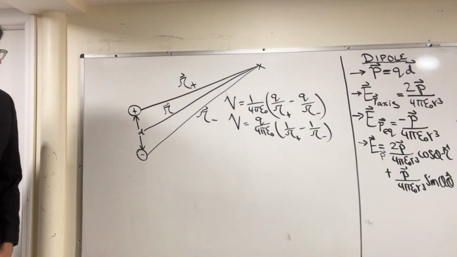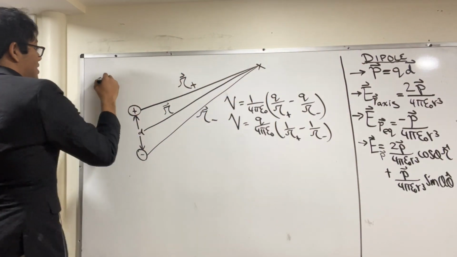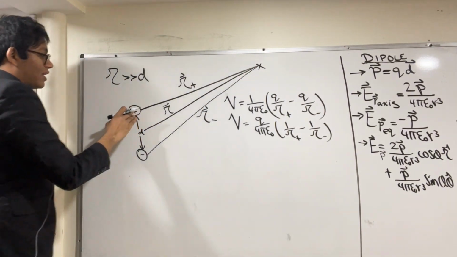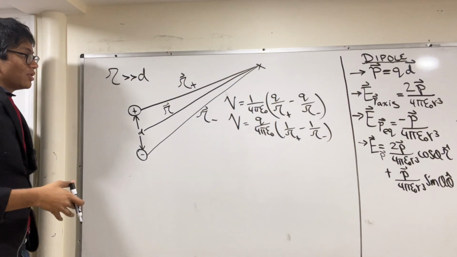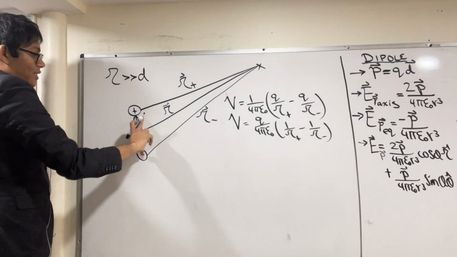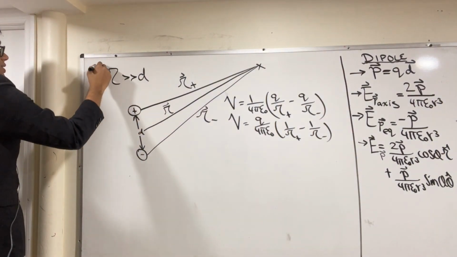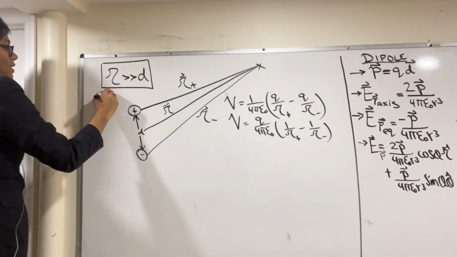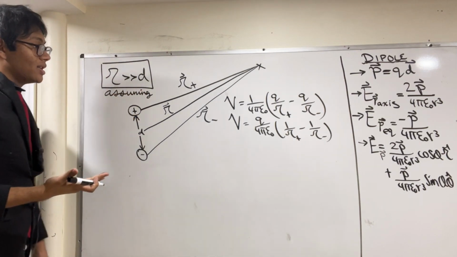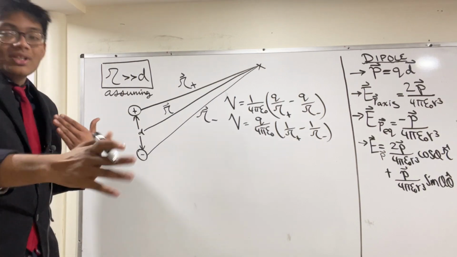Now, remember that we're really far away from the electric dipole. In other words, the distance from wherever we want to find the electric dipole potential is much greater than the electric dipole charge separation. So r is much greater than d, in other words. So all of this takes place assuming r is much greater than d. I mean, that's the whole point of electric monopoles and dipoles. They're just approximations, right? The car is really far away from you.